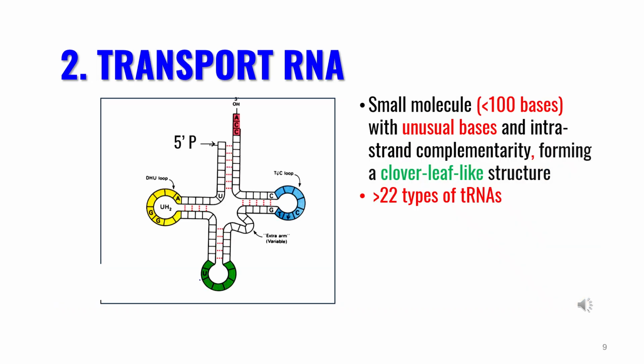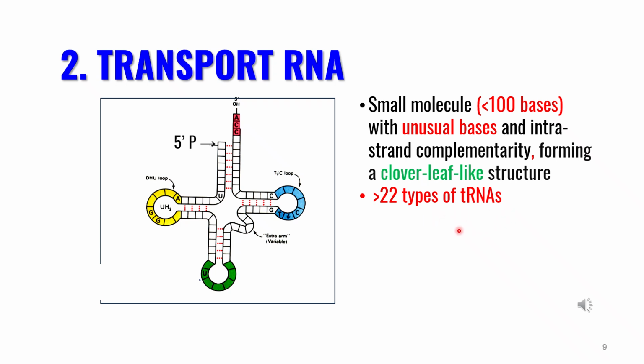The next requirement is transfer RNA or tRNA. This is a small RNA molecule having less than 100 nucleotides. It has unusual bases and modified bases. It also has intra-strand complementarity, thereby forming a cloverleaf-like structure, which is shown here. There are more than 22 different types of tRNA to ensure that there is at least one tRNA for each amino acid.